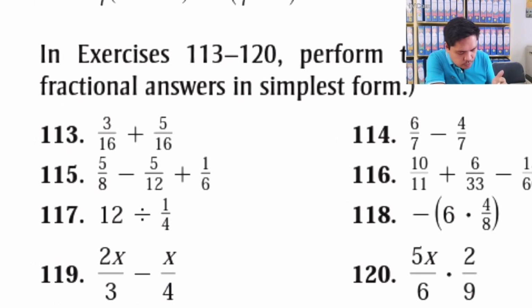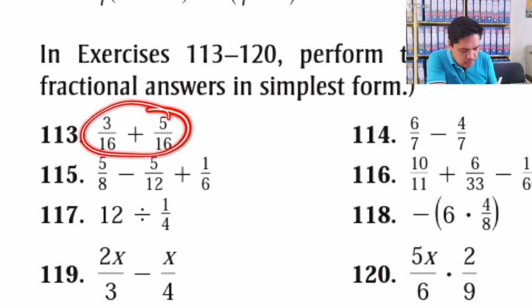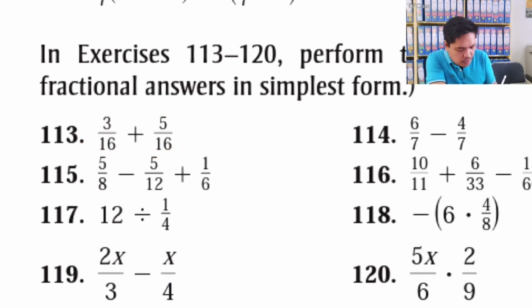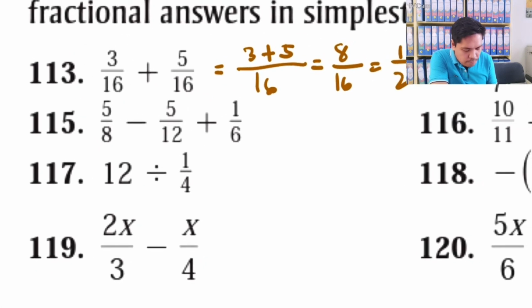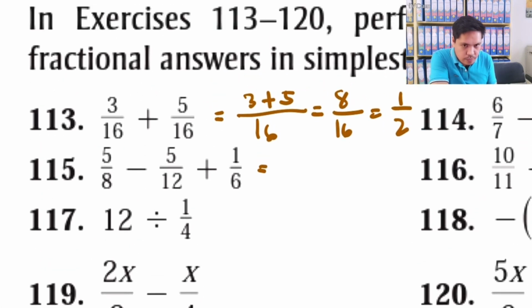Okay, for number 113, paano yung pag-same ang denominator? You just copy the denominator and then perform the operation on the numerators. So 3 plus 5 would be 8 over 16, which is equivalent to 1 half. Okay? How about this one?